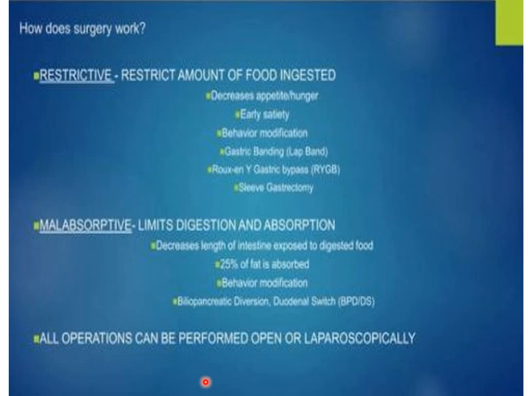So, how does bariatric surgery work? Depending on how it works, we divide bariatric surgery types into 3 groups. But first of all, let's see how the surgery works. First, by the restrictive way. What's the meaning of restrictive? It means restricting the amount of food ingested by the patient, decreasing appetite and hunger, early satiety, and behavioral modification.